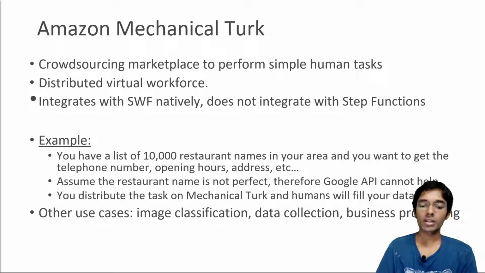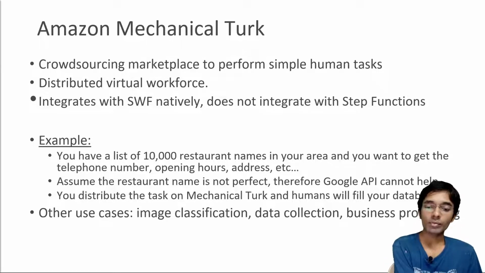So other examples could be to do image classification. For example, is it a dog, is it a cat, or is it a goat? Data collection, or the annotations kind of thing. I have seen such tasks on the Mechanical Turk for data annotation for machine learning related stuff. Data collection, if you wanted to find data, for example, for my restaurant, this would be a data collection, or for business processing, if you have some tedious task that you need to process and a human has to do it, then Mechanical Turk can help you with that.